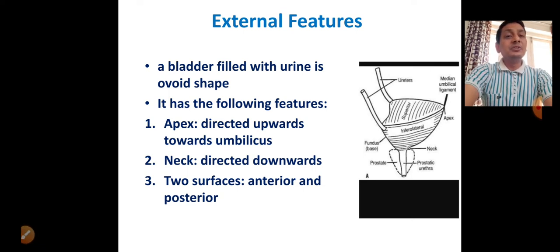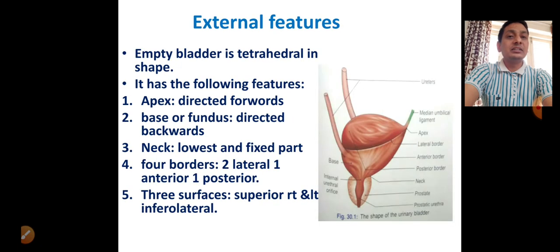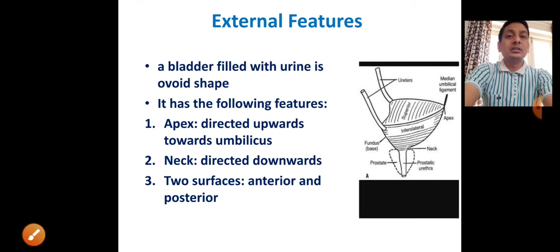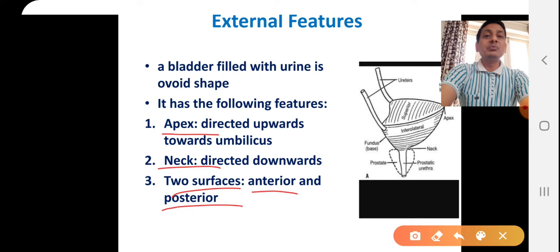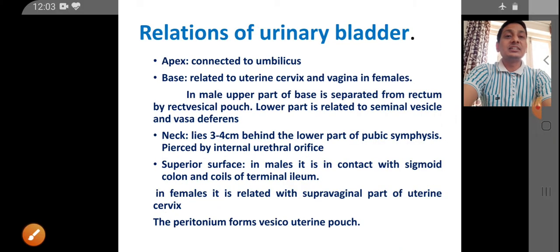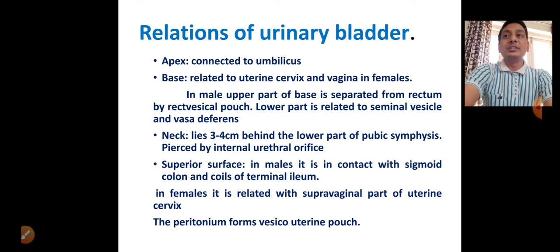If it is filled with urine, it becomes ovoid in shape and has different features. It has an apex directed upward toward the umbilicus, a neck directed downward, and two surfaces, an anterior surface and a posterior surface. These are the external features of the urinary bladder.